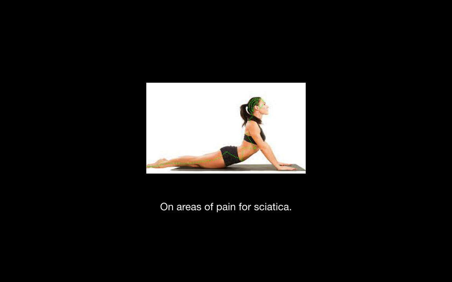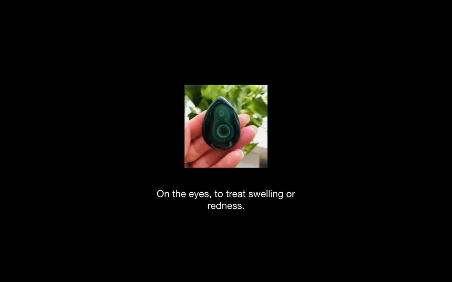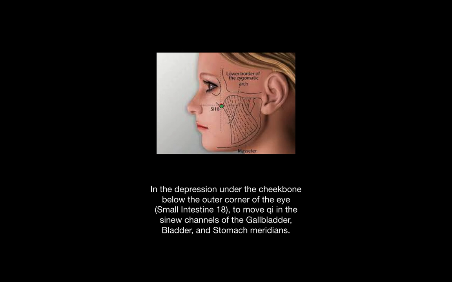You can rub the stone on areas of pain to treat sciatica, and on the eyes to treat swelling or redness. You can also place the stone in the depression underneath the cheekbone, below the outer corner of the eye, on a point known as small intestine 18, to move chi in the sinew channels of the bladder, gallbladder, and stomach meridians, which may be causing sciatic pain.